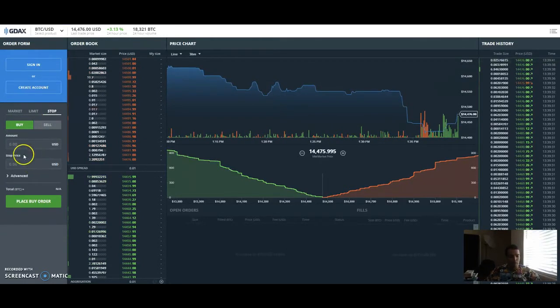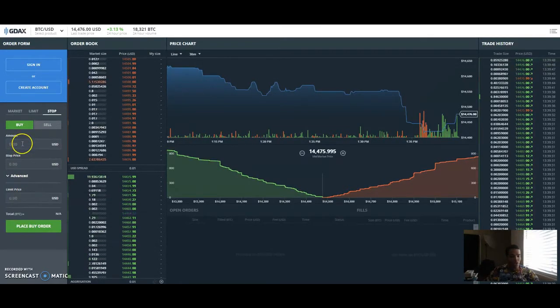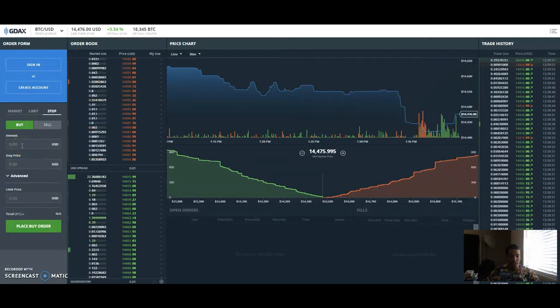And then stop, let's see. Stop is probably something I don't understand quite as much, so I'm not going to try to give you any information there. It appears that you can say an amount you want to buy in USD, and it gives you a limit and a stop price. So definitely worth looking into.